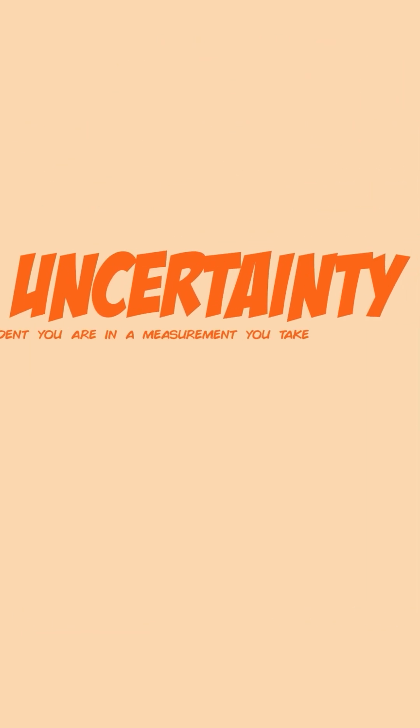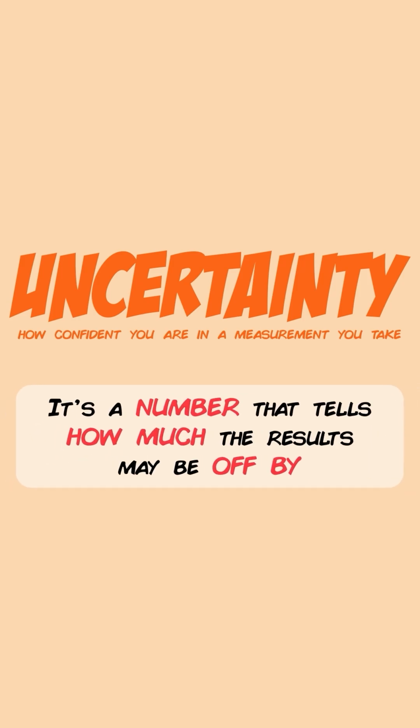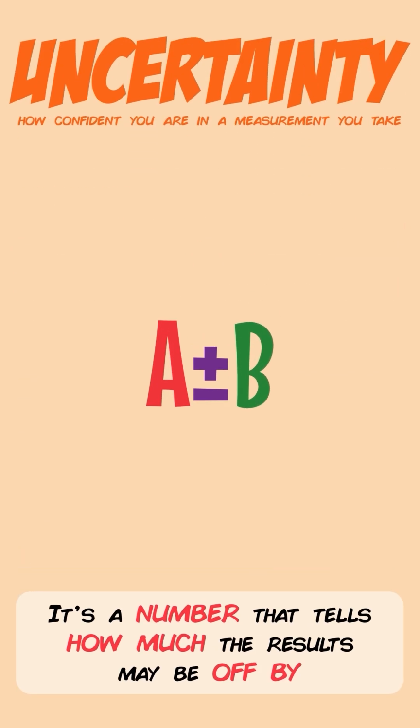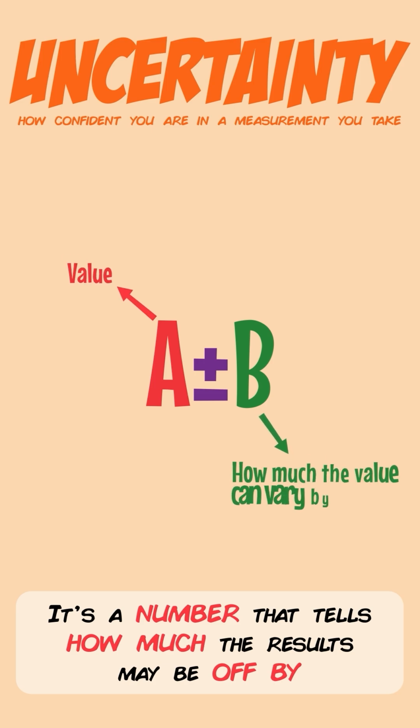Uncertainty is all about how confident you are in a measurement that you take. It's a number that tells you how much your results might be off by. They're represented with a number followed by a plus minus sign, followed by another number after it. The first number represents the value, and the second number tells you how much that value could vary by.